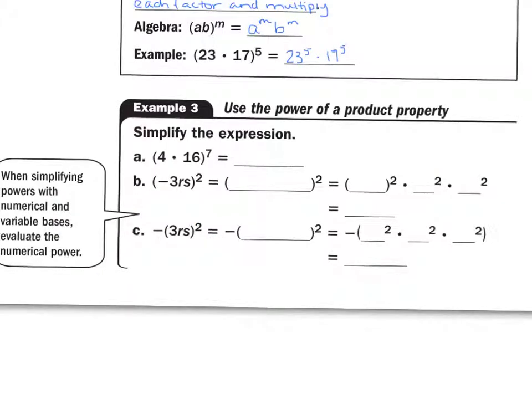In example 3, we're going to simplify these expressions. So we have 4 times 16 all raised to the 7th power. So that's going to become 4 to the 7th power times 16 to the 7th power.